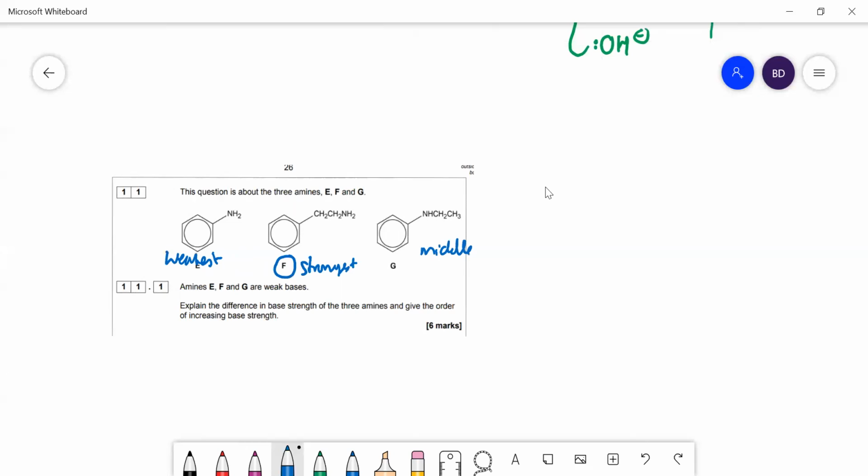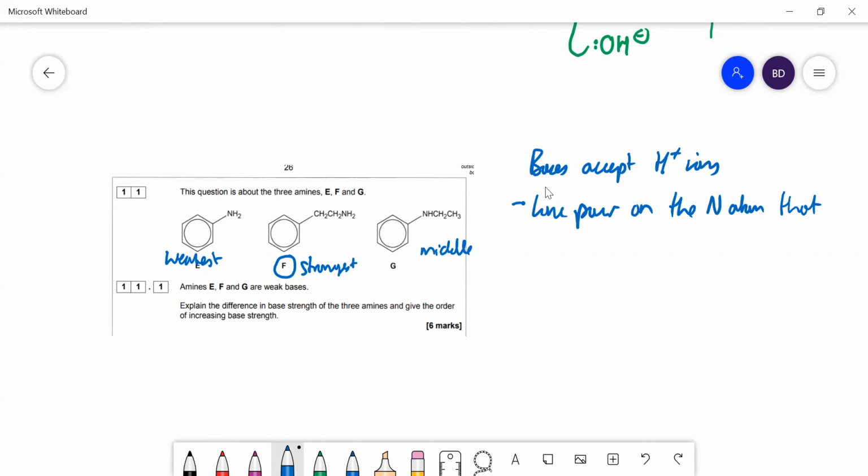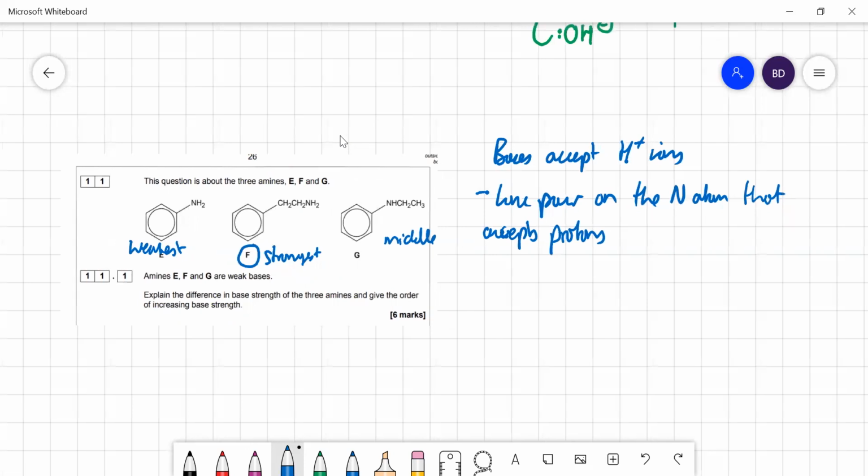In the explanations, a lot of people leave out obvious things. They think, oh, that's obvious, but you actually get marks for saying the obvious things, and if you don't say it, you'll lose marks. So what you have to say is bases accept H plus ions, and it's the lone pair on the N atom that accepts protons. A lot of people don't say that and lose 1 or 2 marks. You only get 4 out of 6 if you don't say that obvious stuff.